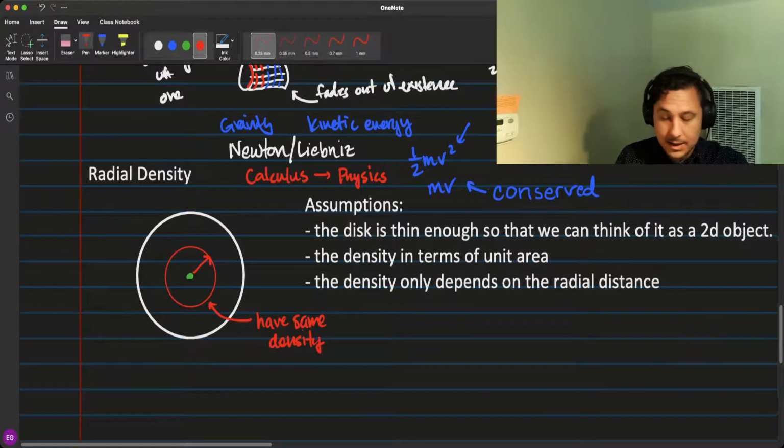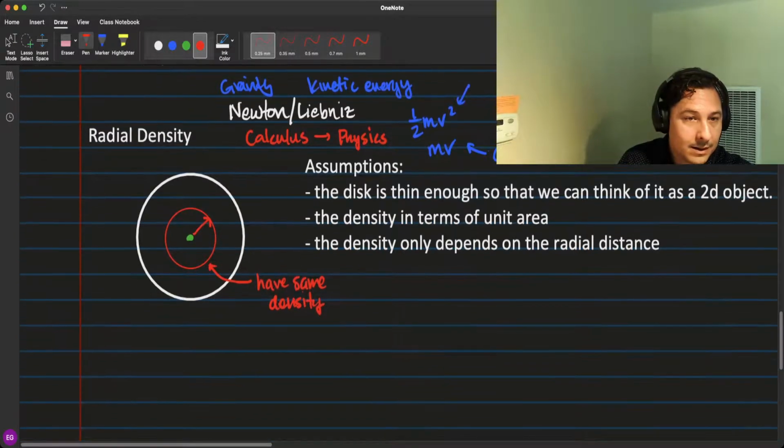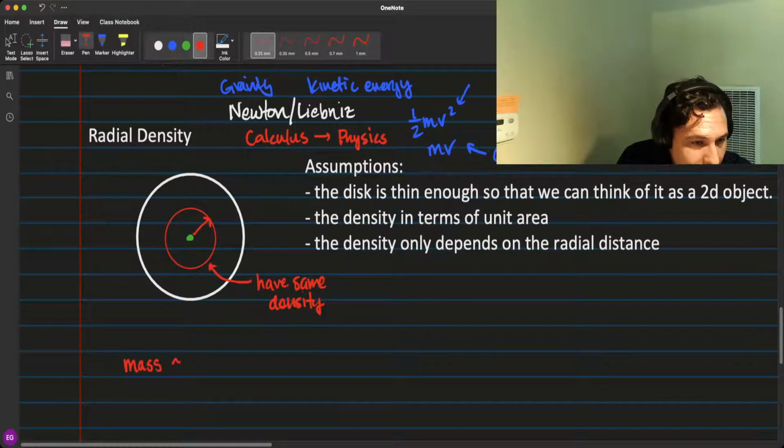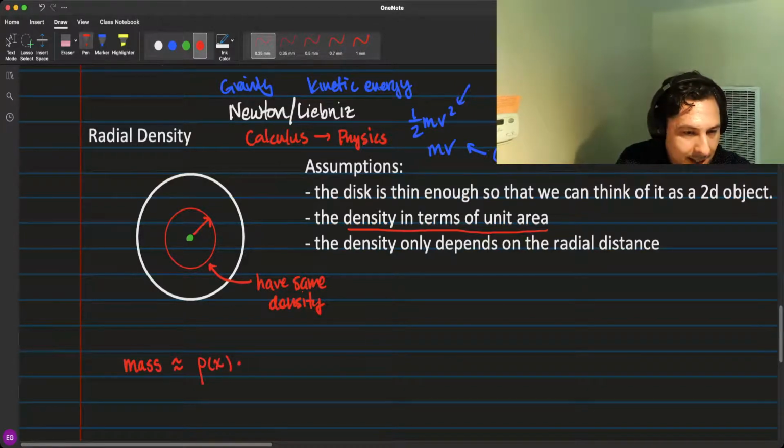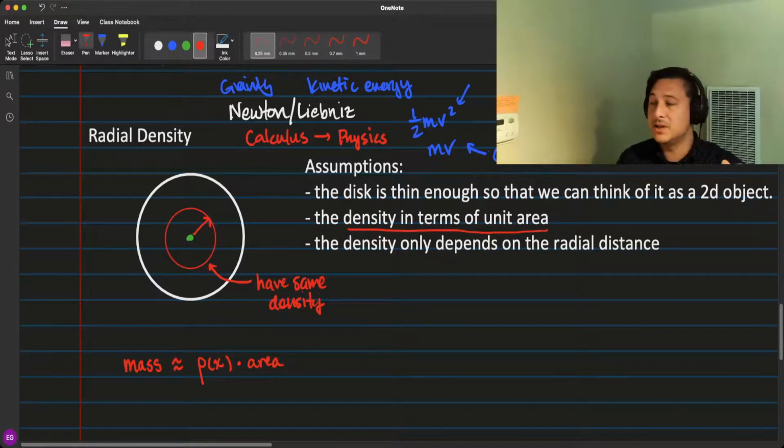So we want to calculate the mass. Now, the density is in terms of unit area, right? So the mass is going to be equal to the density function times the area of the thing that you're dealing with. So remember how before your mass was equal to the density times the length? Now it's density times an area.